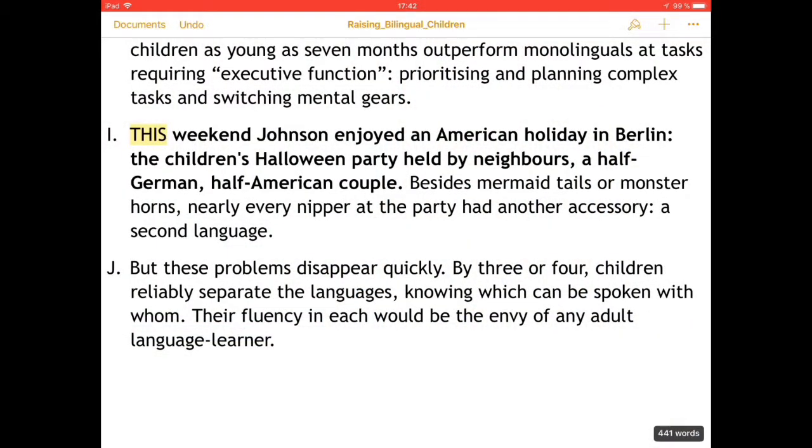Although there may be a situation when the author doesn't describe a character, like in our example. "This weekend, Johnson enjoyed an American holiday in Berlin, the children's Halloween party held by neighbors, a half-German, half-American couple." But this is written in capitals so as to show us that this is the first paragraph.